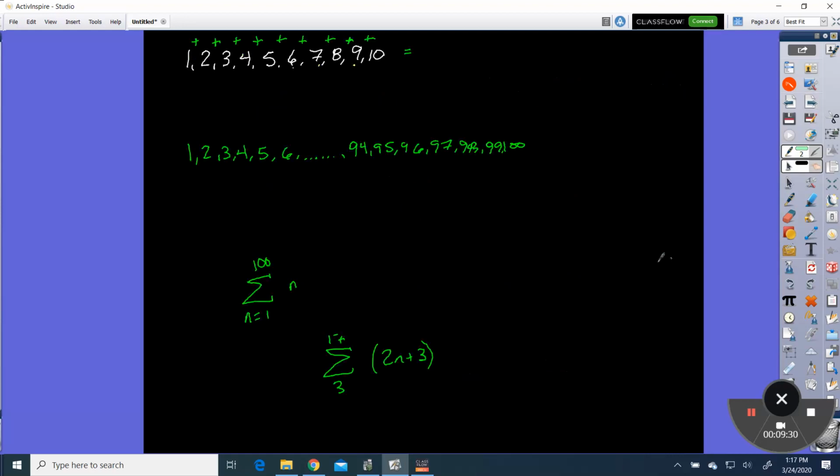Okay. All right. Next question. Don't worry about this stuff down here. We'll get to that. So at the very top, it says I want you to add these together. So 1 plus 2 is 3. 3 plus 3 is 6. 6 plus 4 is 10. 10 plus 5 is 15. 15 plus 6 is 21. Plus 7 is 28. 28 plus 8 is 36. 36 plus 9 is 45. 45 plus 10 is 55. So that's adding them together.